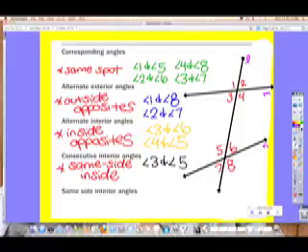Perfect. Okay, consecutive interior and same side interior, just ditto. They're the exact same thing. It kind of goes back and forth between what they call them. Sometimes they'll say consecutive interior, sometimes they'll say same side interior. It means the same thing.